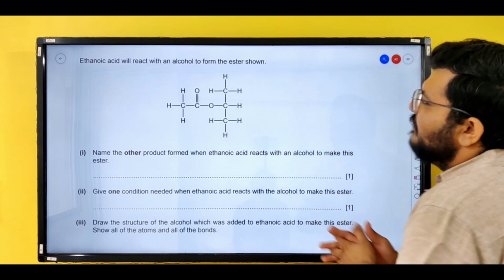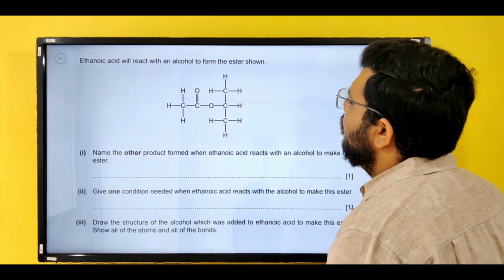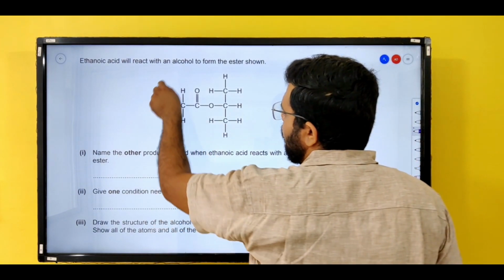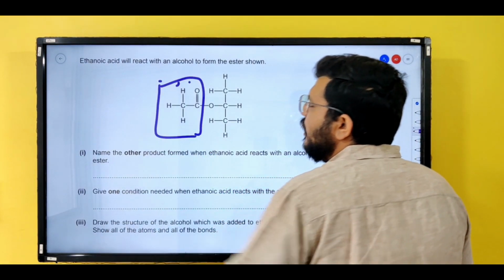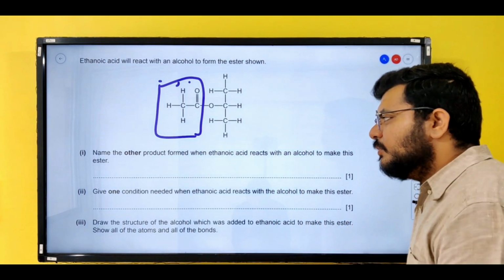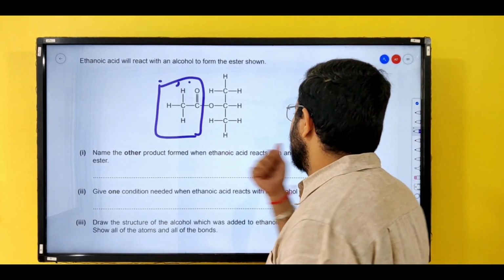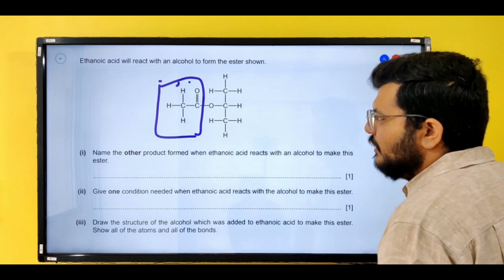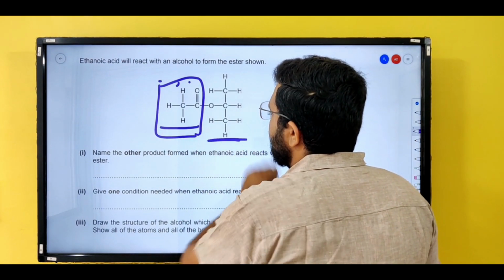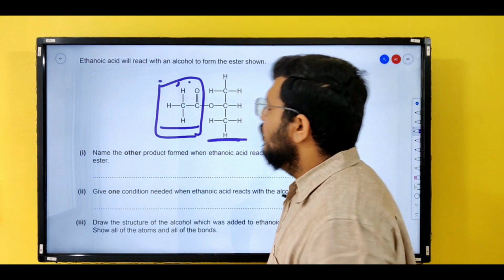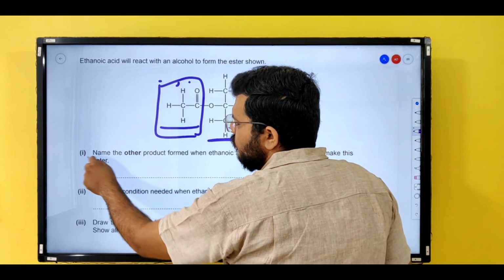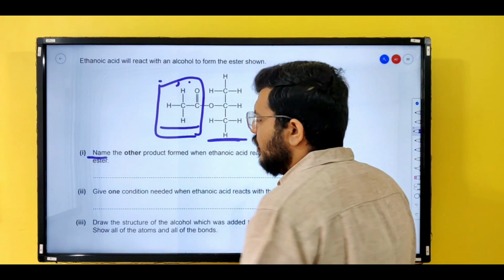Ethanoic acid will react with an alcohol to form the ester shown. Let's draw a circle around the part of ethanoic acid that is in this molecule. Name the other product formed when ethanoic acid reacts with an alcohol to make this ester. So ethanoic acid is reacting with this alcohol. What is removed? OH from ethanoic acid, H from the alcohol. They have asked, name the other product, right?